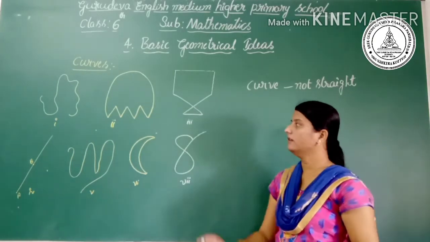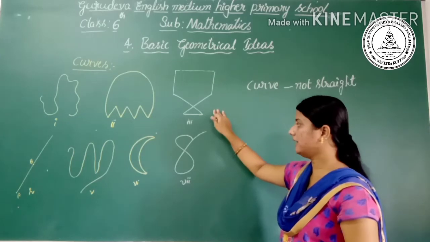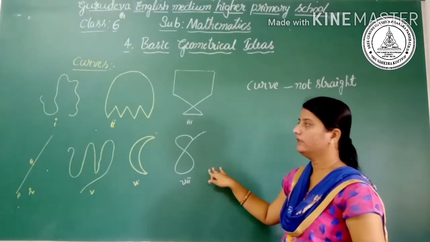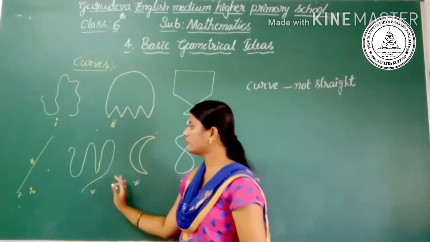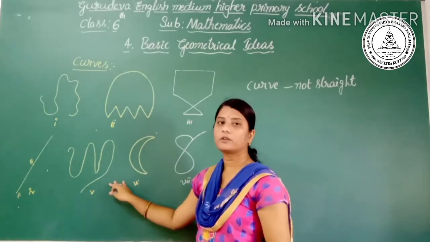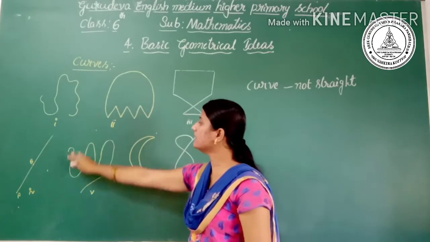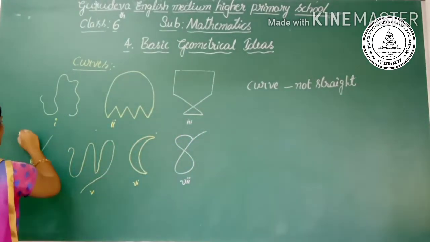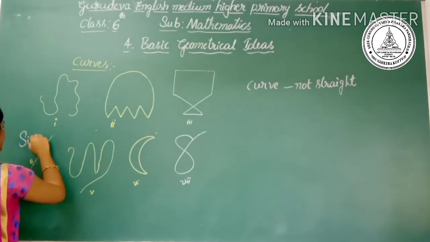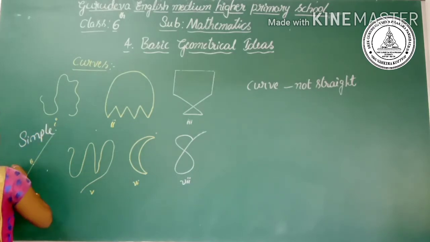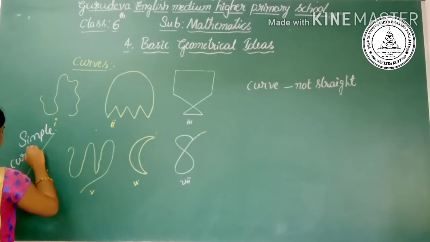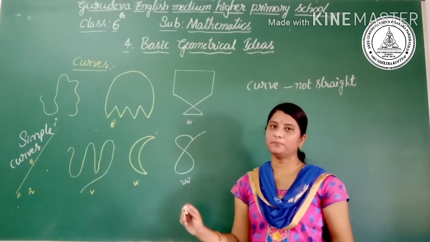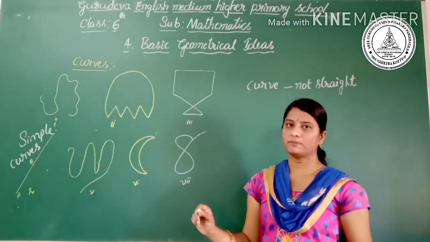Observe here, figures 3 and 7 cross themselves. The rest of the figures do not cross themselves, so they are called simple curves. You can also draw 5 more simple curves and 5 more curves that are not simple.